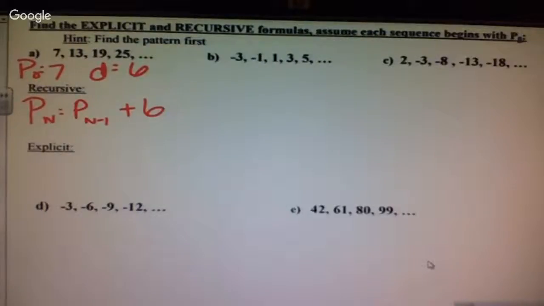Your explicit formula then would technically be p sub n equals. Your slope comes first, just like mx plus b. So my slope here is 6. That's your d value. And instead of using x's, we're now changing to n's. If you want to stick with y and x, that's fine. Does not matter. So slope times n plus 7.